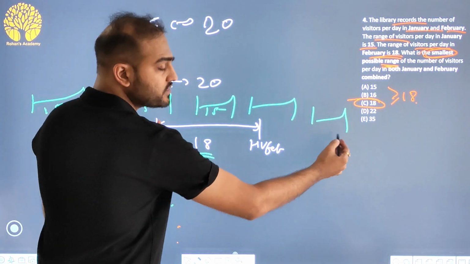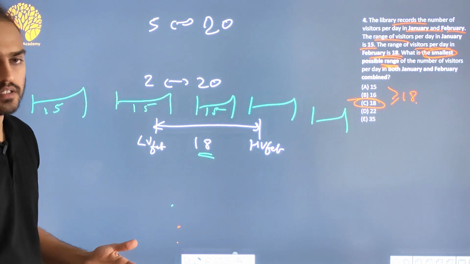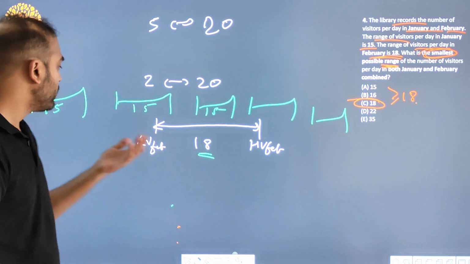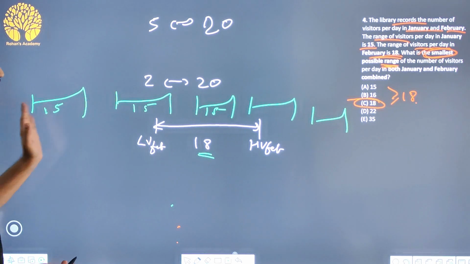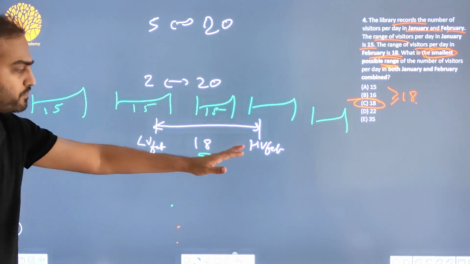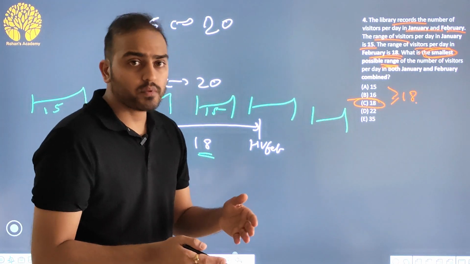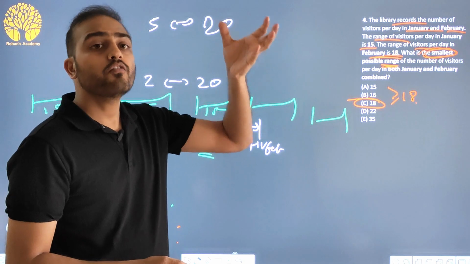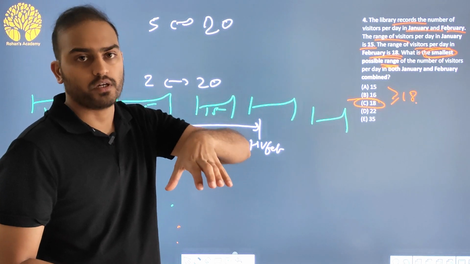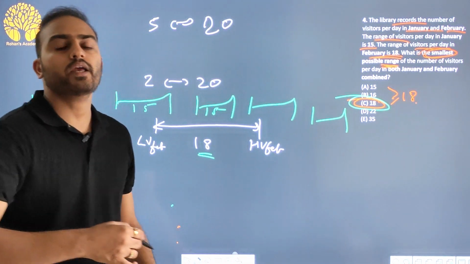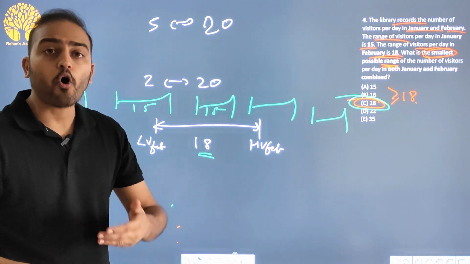In all of these cases the range only increases, because initially the highest value of Feb was very high, whereas the lowest value of Jan was very low, so the range was higher. So the only way the range can remain the same is if all the values of January fall within the Feb values. So range can only remain the same or increase.